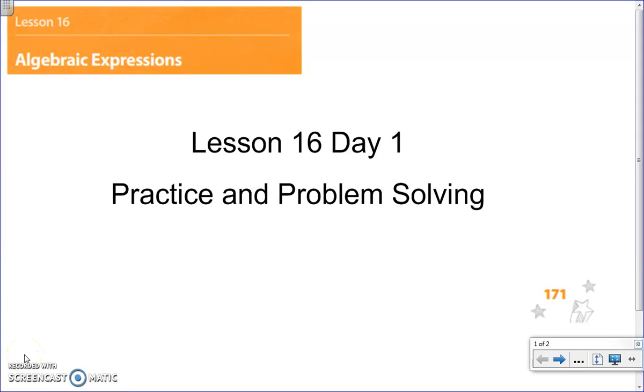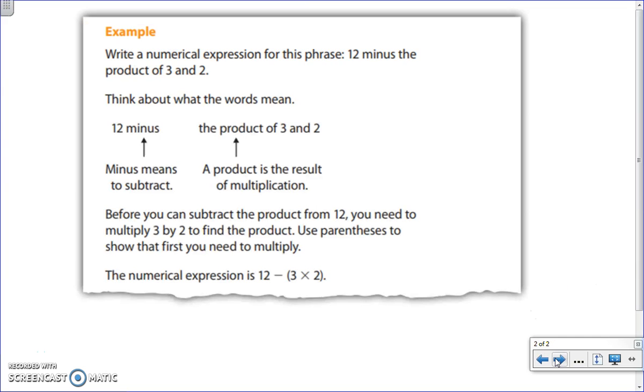This is Mr. Gillum, and today we're going to be looking at an example from our Practice and Problem Solving book on page 171. We've recently been learning about keywords and new vocabulary terms such as constant, coefficient, variable expression, variable term, product, quotient, those types of things. And this example says, write a numerical expression for this phrase.